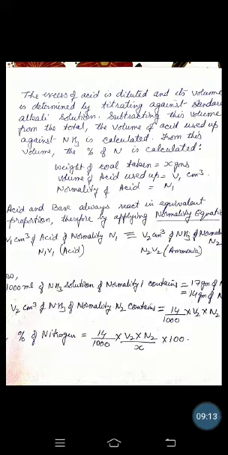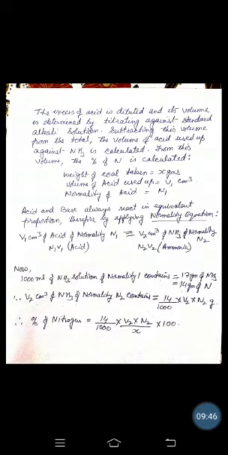Now subtracting this volume from the total known volume, we get the volume of acid used up against ammonia, and from this volume the percentage of nitrogen is calculated. Now weight of the coal taken is x gram, we know. Volume of acid used up is V1 cm³. Normality of acid is N1. So this V1 and N1, the volume and normality of acid, correspond to the volume of ammonia. Acid and base always react in equivalent proportion, that is they react in proportion of their normals.